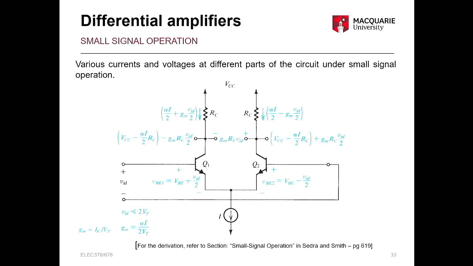So the small signal operation of your amplifier is kind of summarized here. We won't go through all of this in detail today, but you can work through it yourself, or if you have access to the book, which is in the library, it's available in the Sedra book, page 619, small signal operations. They go through the whole derivation of all of these formulas. It's quite straightforward. But we're going to use this to get to the differential gain.